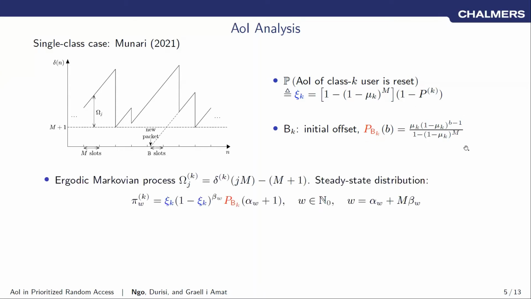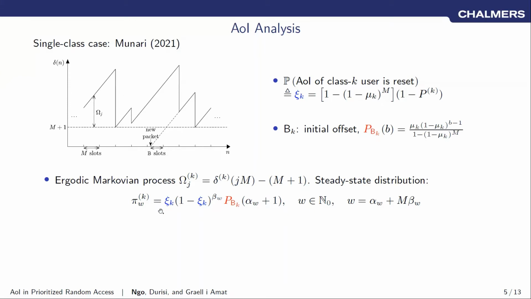Now to keep track of the age process, we can keep track of the process denoted by omega j, which is the age in the beginning of frame j minus the lower bound m plus 1 of the age. This process is ergodic Markovian, and it has this steady state distribution. Here w is an age value. It is decomposed into beta w frames and a remainder alpha w.